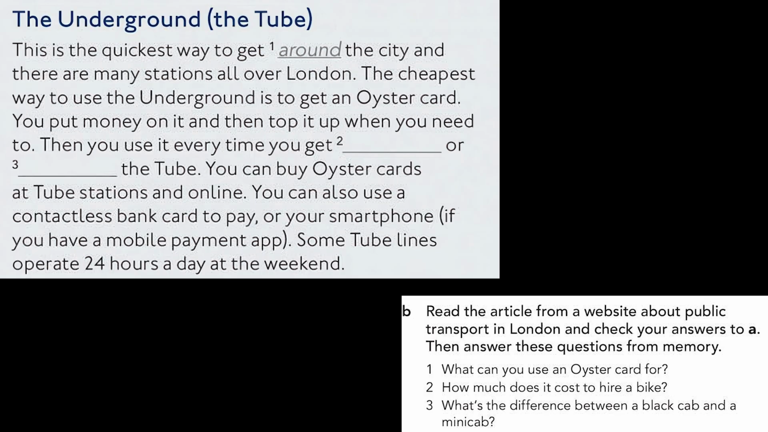Transport in London. The Underground. The Tube. This is the quickest way to get around the city and there are many stations all over London. The cheapest way to use the Underground is to get an Oyster card. You put money on it and then top it up when you need to. Then you use it every time you get the tube. You can buy Oyster cards at tube stations and online. You can also use a contactless bank card to pay, or your smartphone, if you have a mobile payment app. Some tube lines operate 24 hours a day at the weekend.